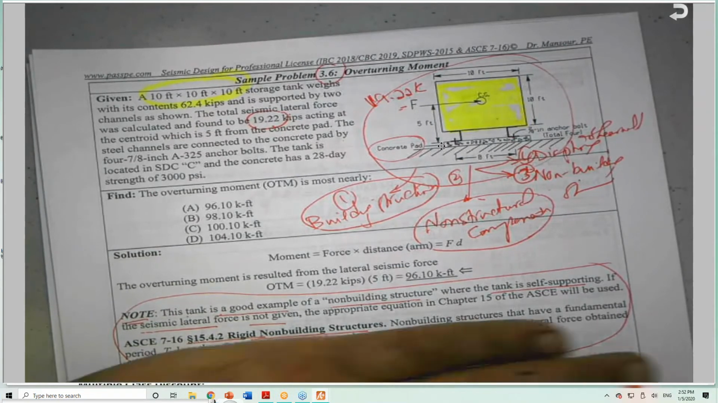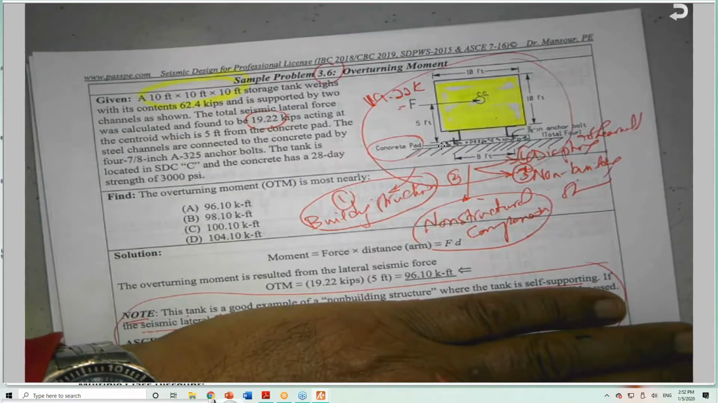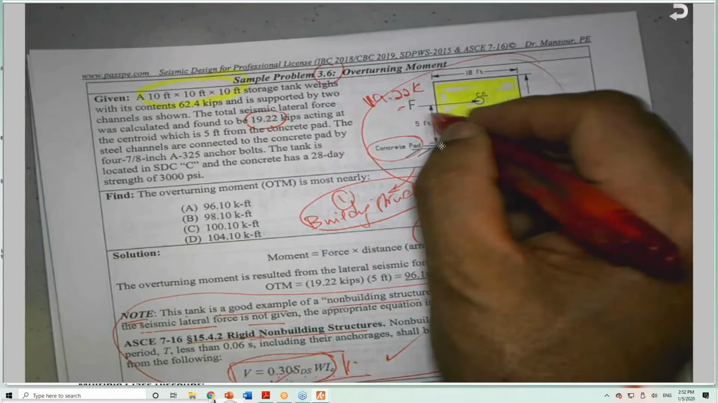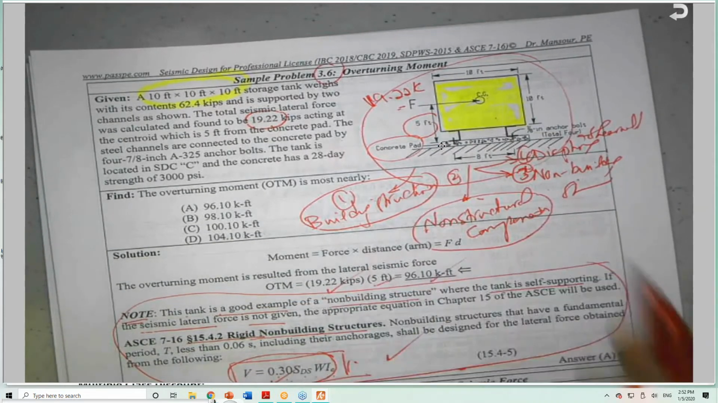But the problem ended here. It is asking what is the moment. Moment is equal force times distance. If this is 5 feet and this is 19.22, here it is. Piece of cake.